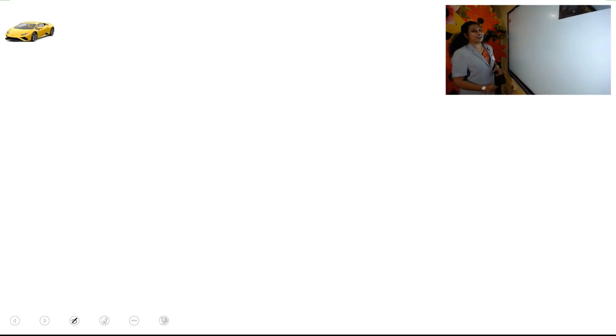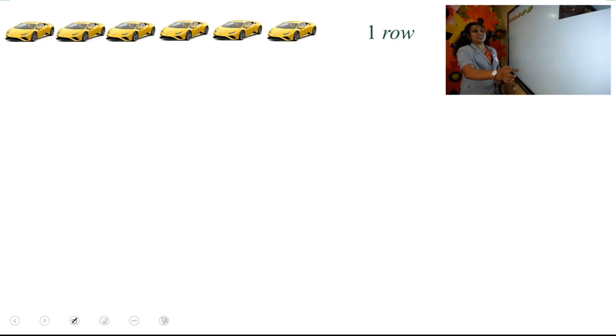Nice car, isn't it? Lamborghini. 2, 3, 4, 5, 6. 6 Lamborghini cars are arranged in one row. So, in one row, how many cars are arranged? 6 cars are arranged.